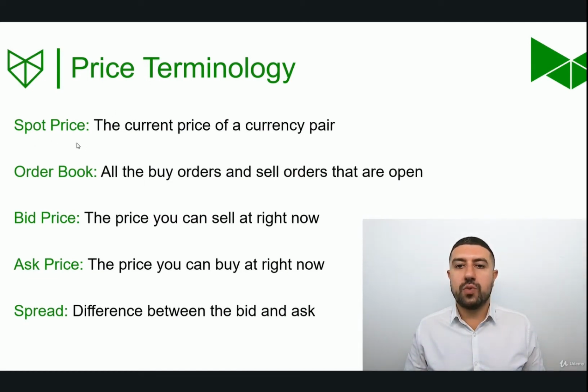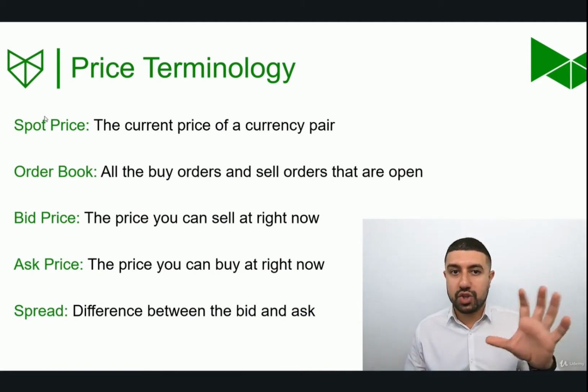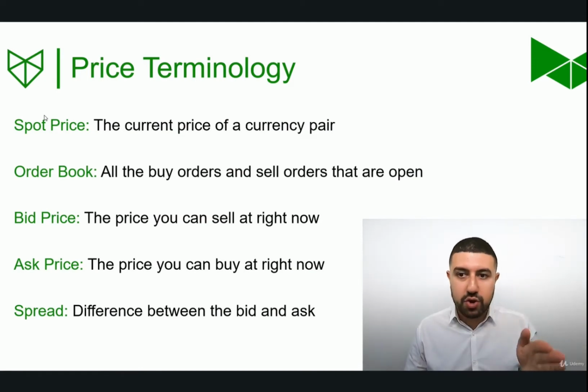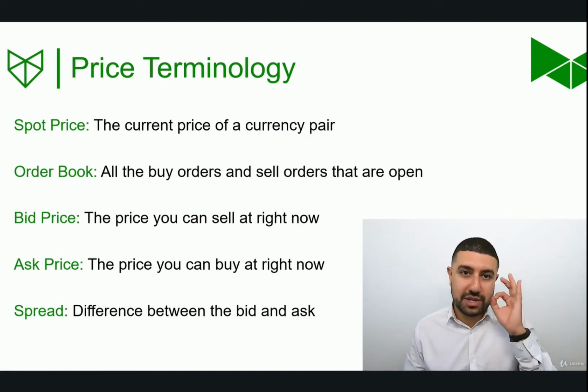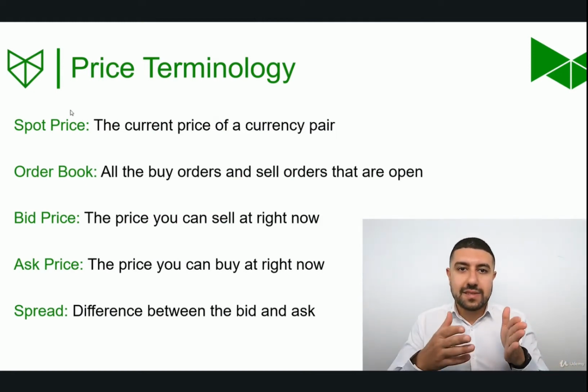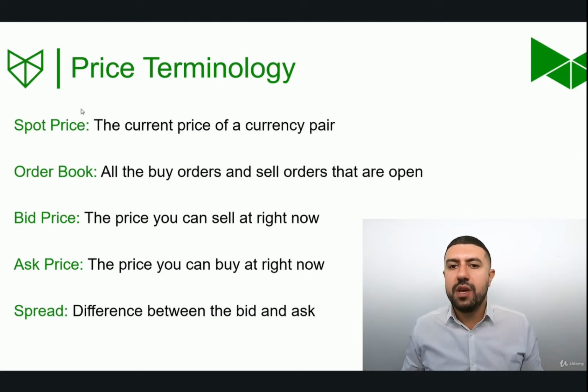So spot price. What is the spot price? This is just the current price of a currency pair, right? So when I went on Google earlier, or if I go on a charting software and you see the price, this is the spot price. This is the current price, the last executed trade, right? The last transaction that happened on that broker is going to be the spot price there, okay?